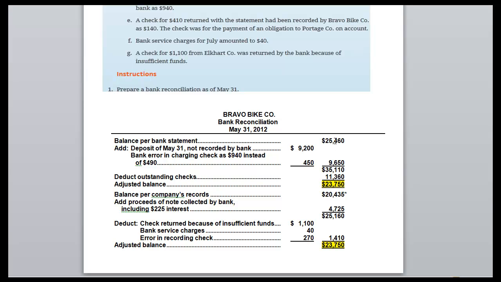So at the end of the accounting period, there are things that the bank is unaware of: deposits in transit, outstanding checks, and there's things we are unaware of: bank fees, error in recording the check, NSF fees. Maybe somebody paid us directly through the bank and we didn't learn of the payment until we received the bank statement. And that's what this $4,725 represents here.